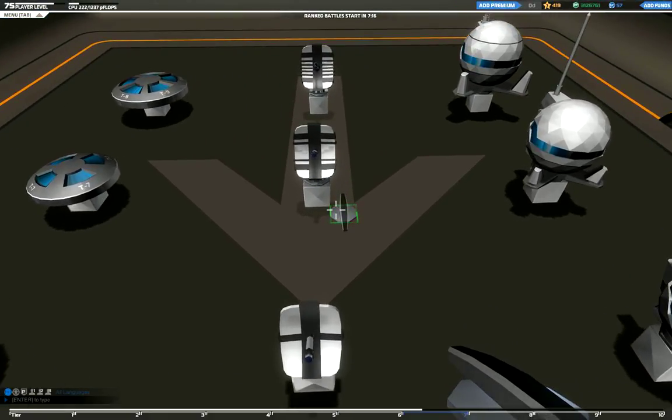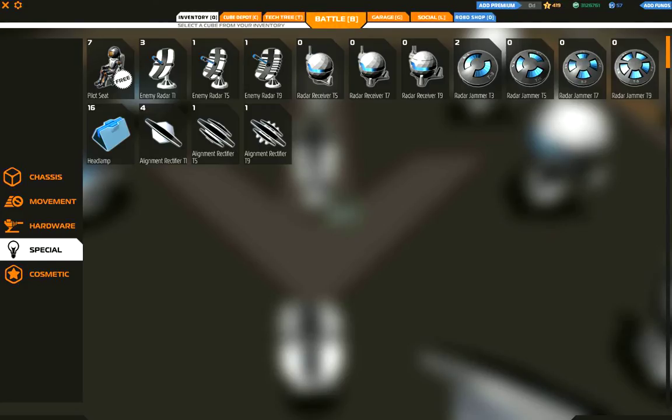I love that they've put some of the tips in the little loading bar at the bottom of the screen recently, saying things like that the radar jammers don't stack. Or was it the radar antenna? Oh, see? I don't know.